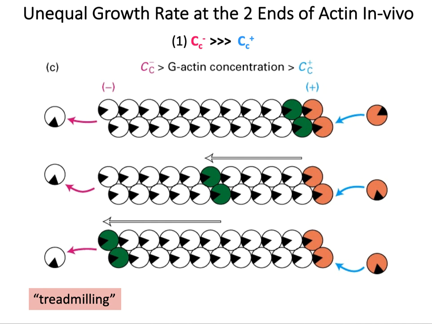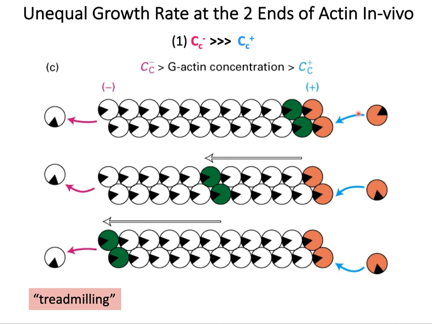So, I mentioned that there is unequal growth of the filament at the two ends of the actin. In vivo, the plus end is the fastest growing end, and the minus end is the slowest growing end. In vivo, what you usually see is an addition of monomers to the plus end and a loss of monomers on the minus end. This happens for two reasons in vivo. The first reason is that in fact, the critical concentration at the minus end is substantially higher than the critical concentration at the plus end.